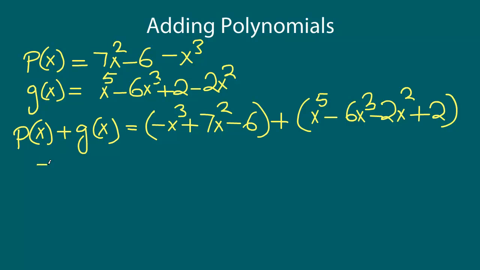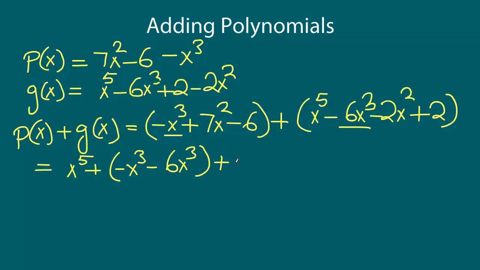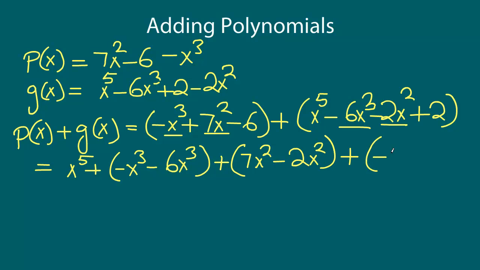Right? So when we add them, combining the like terms, we notice that x raised to power 5 is by itself here. There are no corresponding terms here, so that comes first. Now, next we have an x cubed term here. So we have a minus x cubed and we have minus 6x cubed, so we write them together. Next, we look at the square term. So we have a 7x squared and we have a minus 2x squared. So we group them together, and then we have a minus 6 over here and a plus 2.